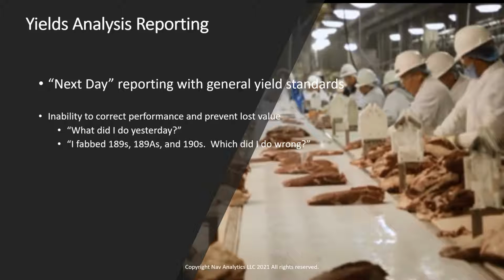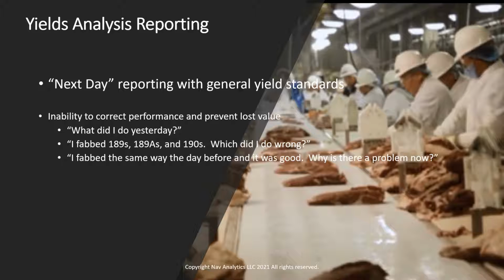They're going to say, I fabbed 189s, 189As, and 190s. Which one did I do wrong? Obviously, they're different cuts, so was I too tight on the 190s, or I just don't know. You're not giving your staff the kind of feedback they need to change their behavior. I fabbed the same way the day before and it was good. Why is there a problem now?